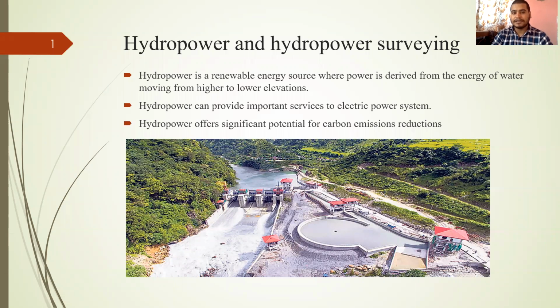Hydropower and hydropower surveying. Hydropower is a renewable energy source where power is derived from the energy of water moving from higher to lower elevations. It converts mechanical energy into electrical energy. Hydropower can provide important services to the electric power system, whereas hydropower surveying refers to renewable energy, mostly electric, derived from water in motion, water flowing through a dam turbine that turns a generator, and electricity is produced.